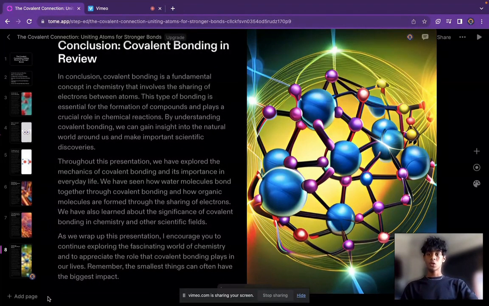In conclusion, covalent bonding is a fundamental concept in chemistry that involves the sharing of electrons between atoms. This type of bonding is essential for the formation of compounds and plays a crucial role in chemical reactions. By understanding covalent bonding, we gain insights into the natural world around us and make important scientific discoveries. Throughout this presentation, we have explored the mechanics of covalent bonding and its importance in everyday life. We have seen how water molecules bond together through covalent bonds and how organic molecules form through the sharing of electrons. We have also learned about the significance of covalent bonding in chemistry and other scientific fields.